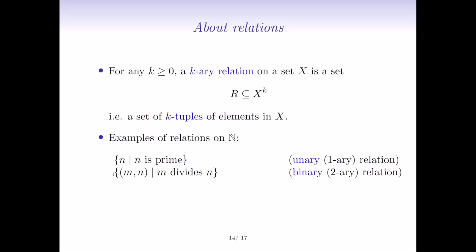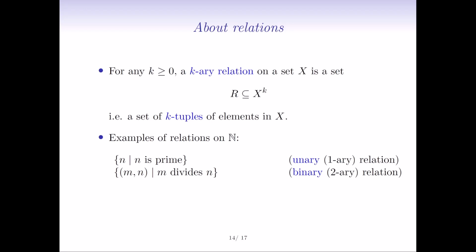Next, here's a binary relation. Many of the relations on natural numbers we consider are most naturally expressed as binary relations. So here is the set of all pairs of numbers m and n such that m divides n. So that's an example of a binary relation on the natural numbers.